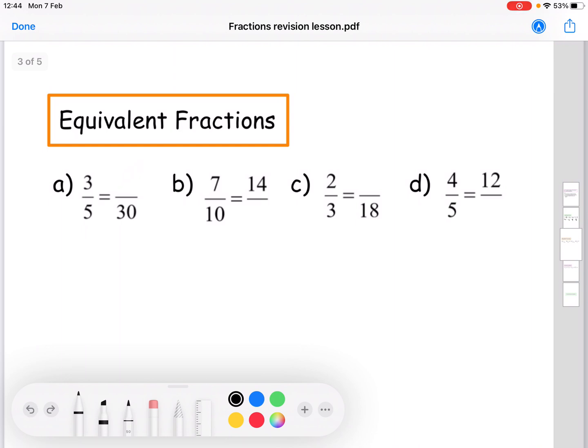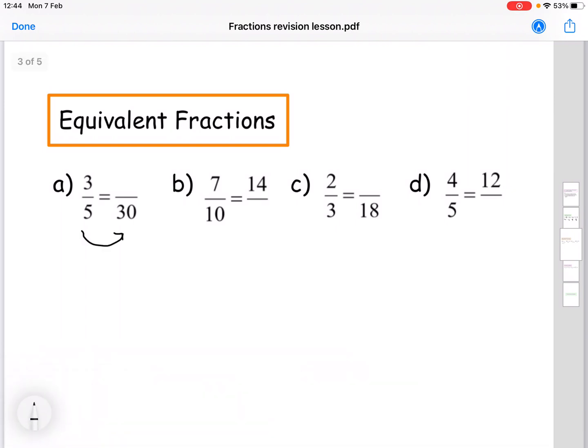All we have to do is say, well, we know the bottom number of each fraction, 5 and 30. What could we times 5 by to get to 30? Well, 5 times 6 gives me 30. We always need to do the same to the top and the bottom of our fractions. So if we've multiplied the bottom by 6, we should do the same on the top.